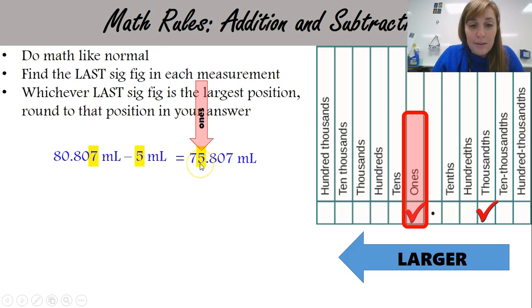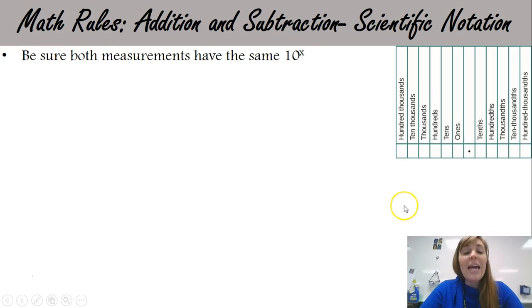That's where I'm doing my rounding. So if you look after the 5, the 8 bumps it up. This becomes 76 milliliters. It's a little more complicated with scientific notation, but not bad.